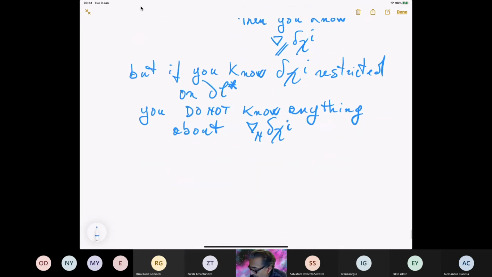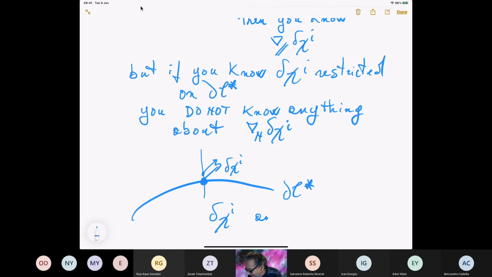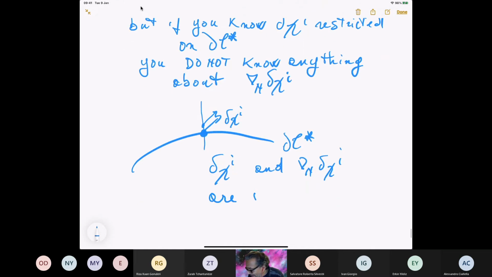You know what you can do? You have your boundary C star. You have your delta Ki here. You can prolong it along the normal constant, and you get the normal gradient equal to 0. Or you can prolong it in every possible way. So in a sense here, delta Ki and grad normal delta Ki are independent quantities.